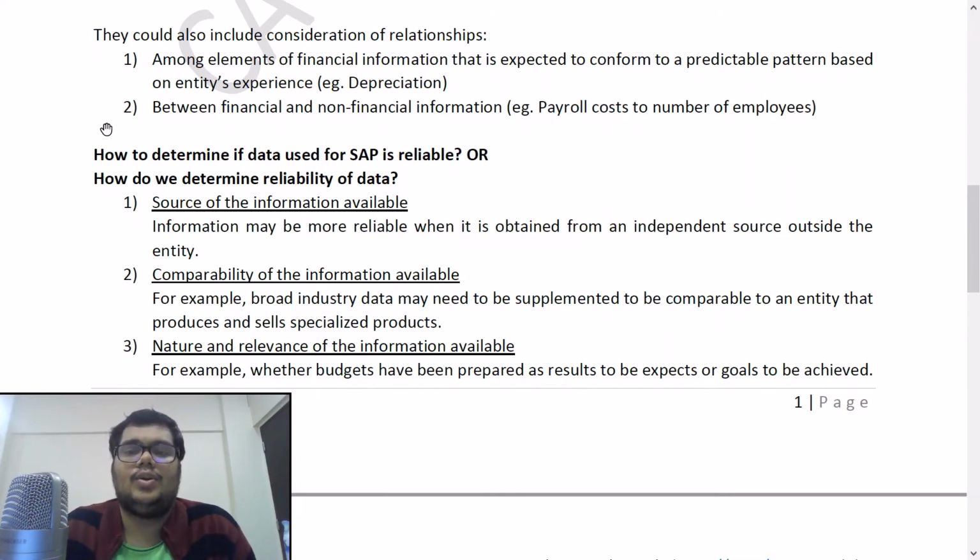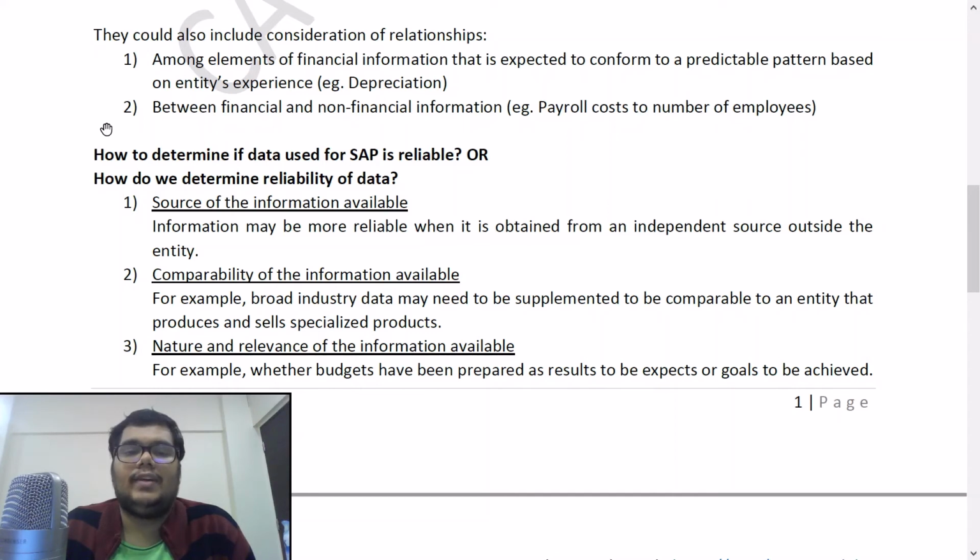that is expected to conform to a predictable pattern based on entities' experience, example, depreciation. So, depreciation will move along a particular line. Depreciation could be 10% every year. So, if it's 10% every year, it's going to be 10% lesser this year than previous year if the method is WDV. So, this is going to conform to a predictable pattern. So, you can also consider depreciation for substantive analytical procedure.